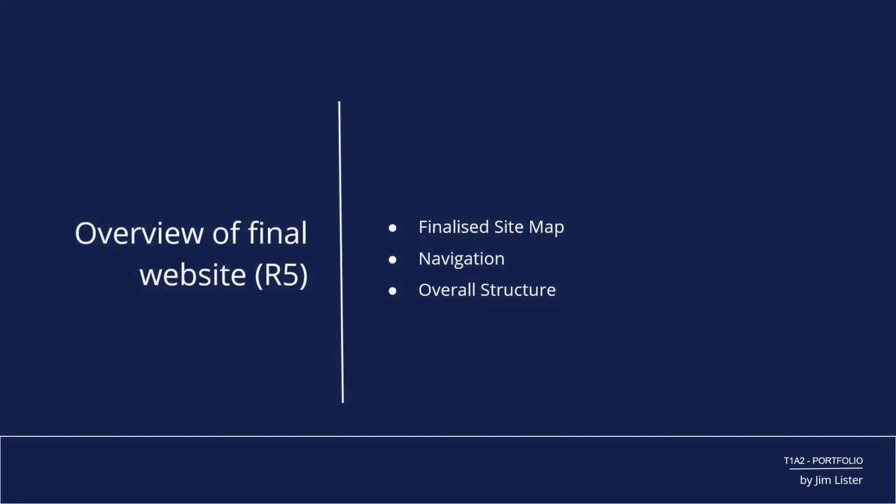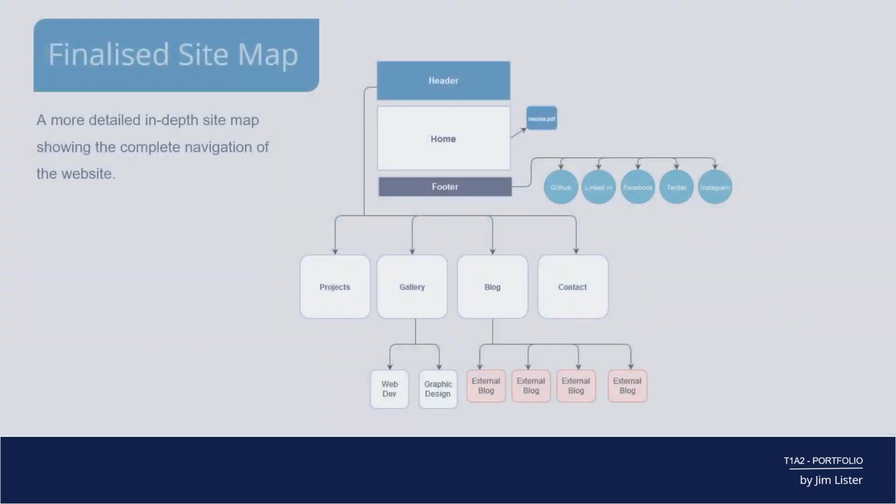Next I'm going to mention the overview, which refers to requirement 5. I've chosen to address this after R6 because it essentially refers to the completed website, whereas R6 mostly refers to the creative process. So this section will include my finalized detailed sitemap, the overall navigation of the website, and the overall structure of the pages within.